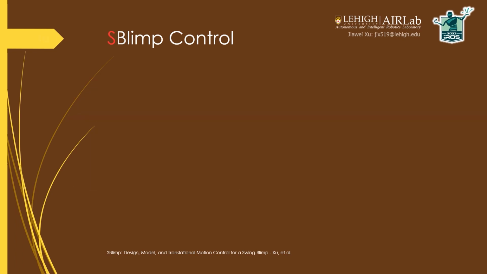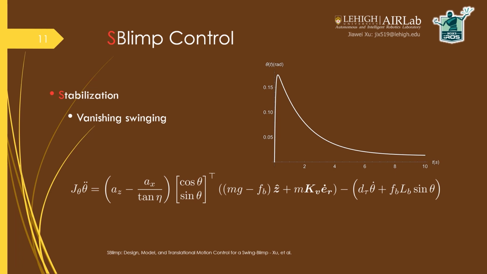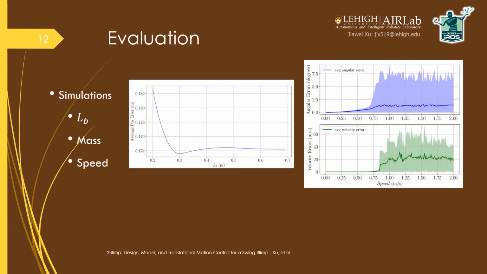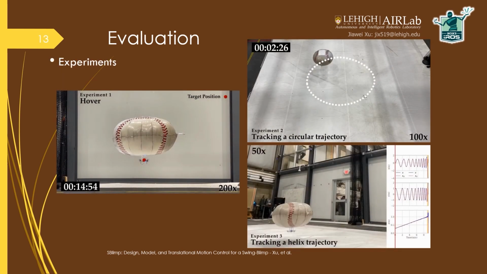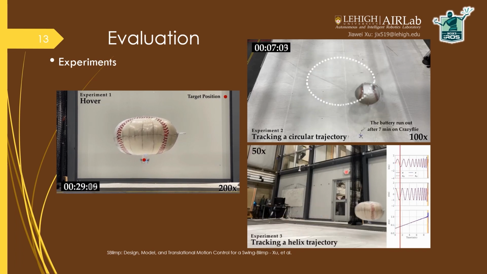Such a translational controller, although not concerning the pitch stabilization, drives the pitch angle to 0 because of the SBlimp's natural stability. We show in the paper both in math and in numerical simulation that the pitch is asymptotically stable. We developed a 2D simulator in Python to show how some factors can affect the tracking error experienced by the SBlimp. We built a prototype using a Crazyflie micro quadrotor and a 36-inch helium balloon.